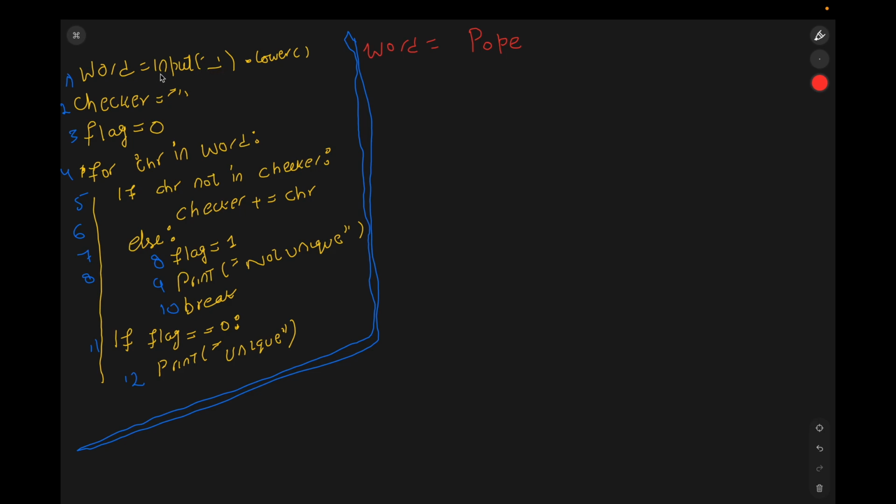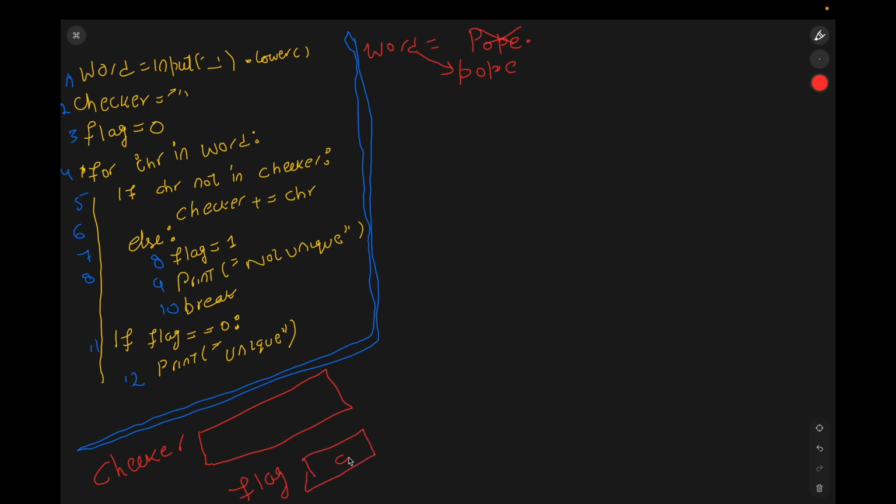Whenever we receive this input, we convert it to lowercase. So this capital P will be converted to small case, and it will be p o p e. Now you are not having the original word, but you are having this as the word, because you converted it to lowercase. Then you create one checker. Let's say I'm creating a memory location by the name checker. Initially it is empty because nothing is present here, and you create one flag, and you say that this flag is 0, right?